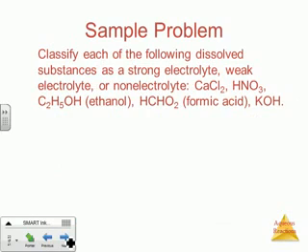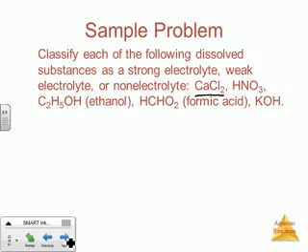Okay, classify each of the following dissolved substances as a strong electrolyte, weak electrolyte, or non-electrolyte. So we just talked about that. Let's go through each one of these one at a time. Alright, calcium chloride is not an acid or a base. It's just an ionic compound, okay? And remember, we got to look at our solubility rules here, okay? But you might know this one already.